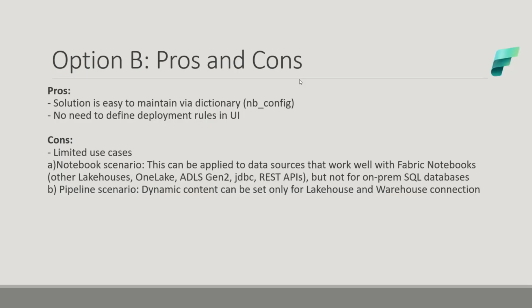And the second con is that dynamic content can be set only for lakehouse and warehouse connections. This changed a bit at the last FabCon because we can also put variables for other data sources in the copy activity. So it will be interesting to also have a look at this, to see if it's possible to define a pipeline in a way that they also, for example, read from different endpoints based on a variable in the pipeline.